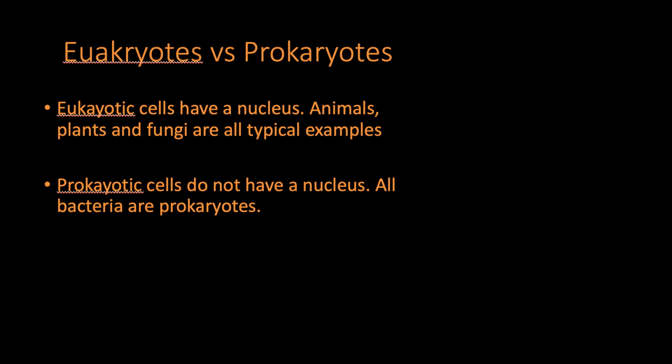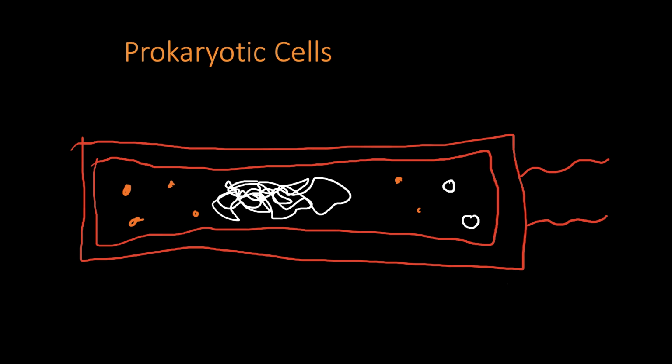Okay, so eukaryotes and prokaryotes, right? Organisms can be separated into either eukaryotes or prokaryotes, and it's basically based on the types of cells. A eukaryotic cell has a nucleus. For example, we have eukaryotic cells. We are eukaryotes. Plants are also, so are fungi, etc. Prokaryotic cells do not have a nucleus, right? All bacteria are prokaryotes.